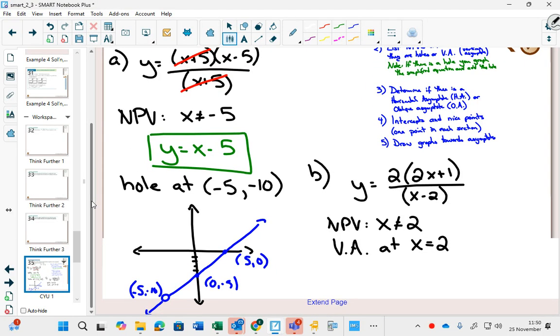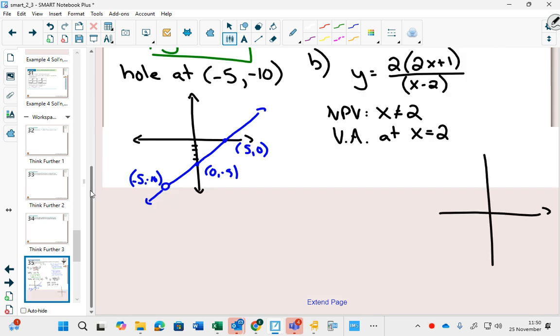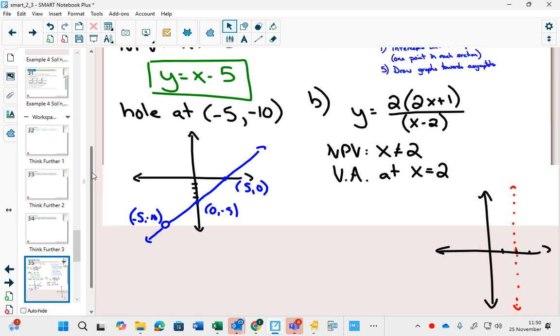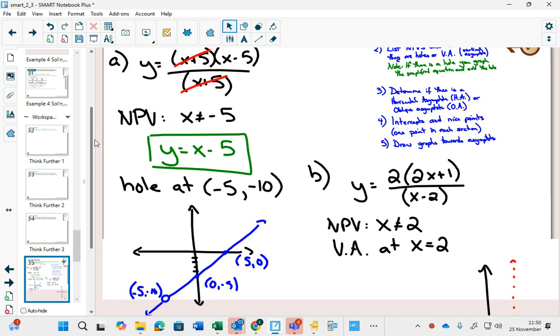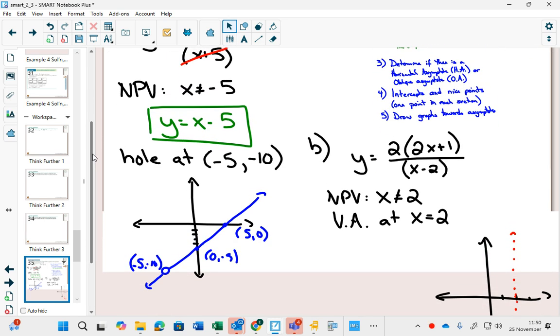Okay. Sometimes you can start your graph right away, because we are going to graph all of these all the way through, even though the question doesn't say to graph completely. We could start by putting in our vertical asymptote at x equals 2. We still have a rational equation, so we're going to have to keep going through the steps. So number 3, does this one have horizontal asymptotes or oblique asymptotes? So we look at the degrees.